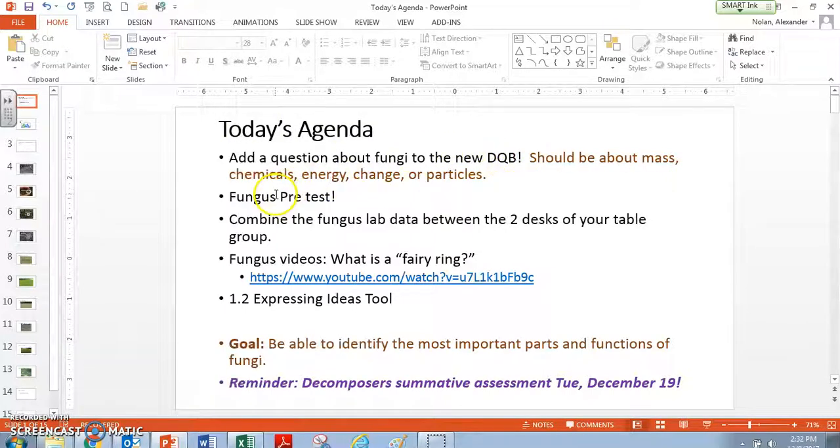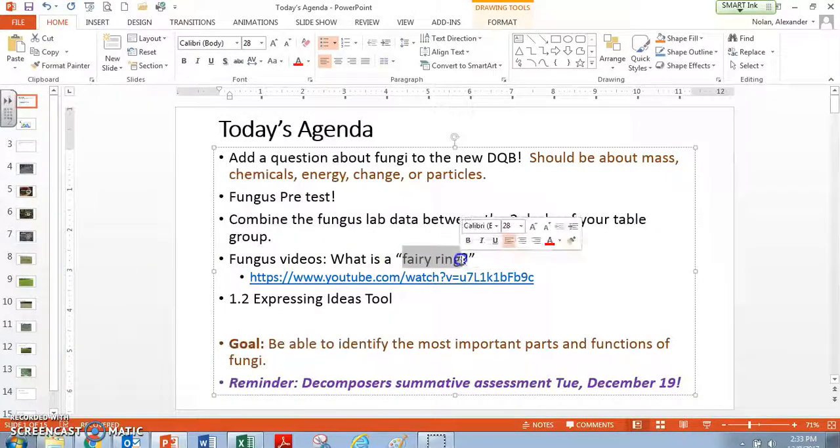We did our fungus pretest. We also combined our fungus lab data between two desks. But the most interesting thing that we did was we talked about a few things that we can observe about fungi in order to learn how they behave. So one of them we looked at was what's called fairy rings, and we also looked at another phenomenon that I'll show you in just a moment.